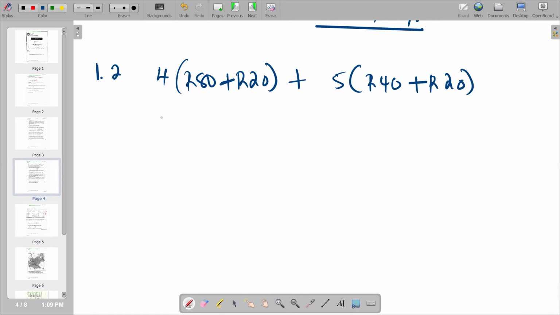So if we remove the brackets, we see that we have got 80 plus 20, we get 100 times 4, we get 400. Here, 40 plus 20, you get 60 rand times 5. You're going to get your answer as 300 rands. So we are going to get a total of 400 rands plus 300 rands, which is going to give us 700 rands.